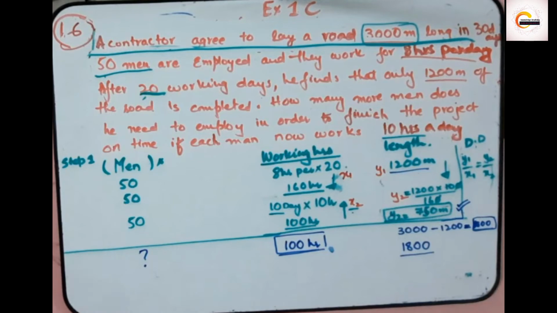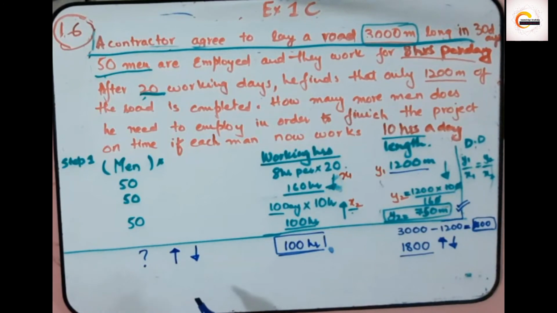Okay, so we can clearly find this out: if the number of men increases, the length of the road will increase, right? And if the number of men decreases, the length of the road will decrease. So what kind of relationship is this? Simple. This is the relationship of direct proportionality again. And for direct proportionality, we are going to use this formula.